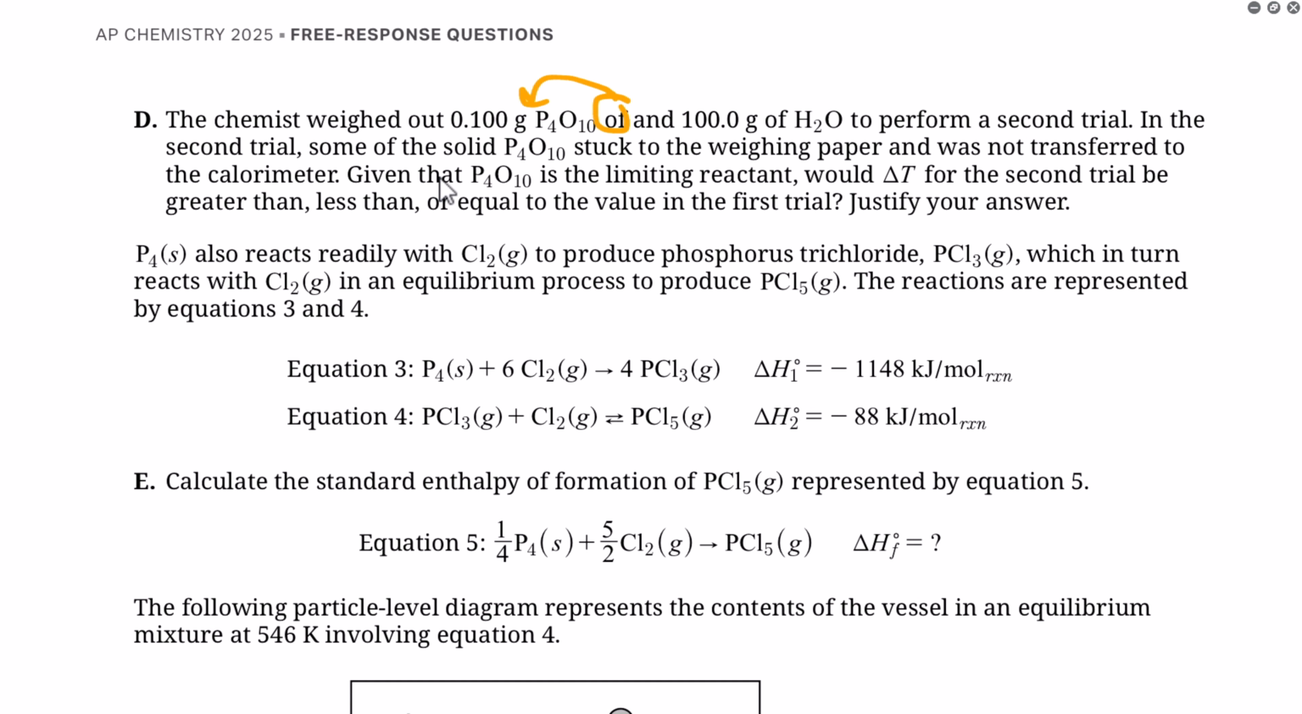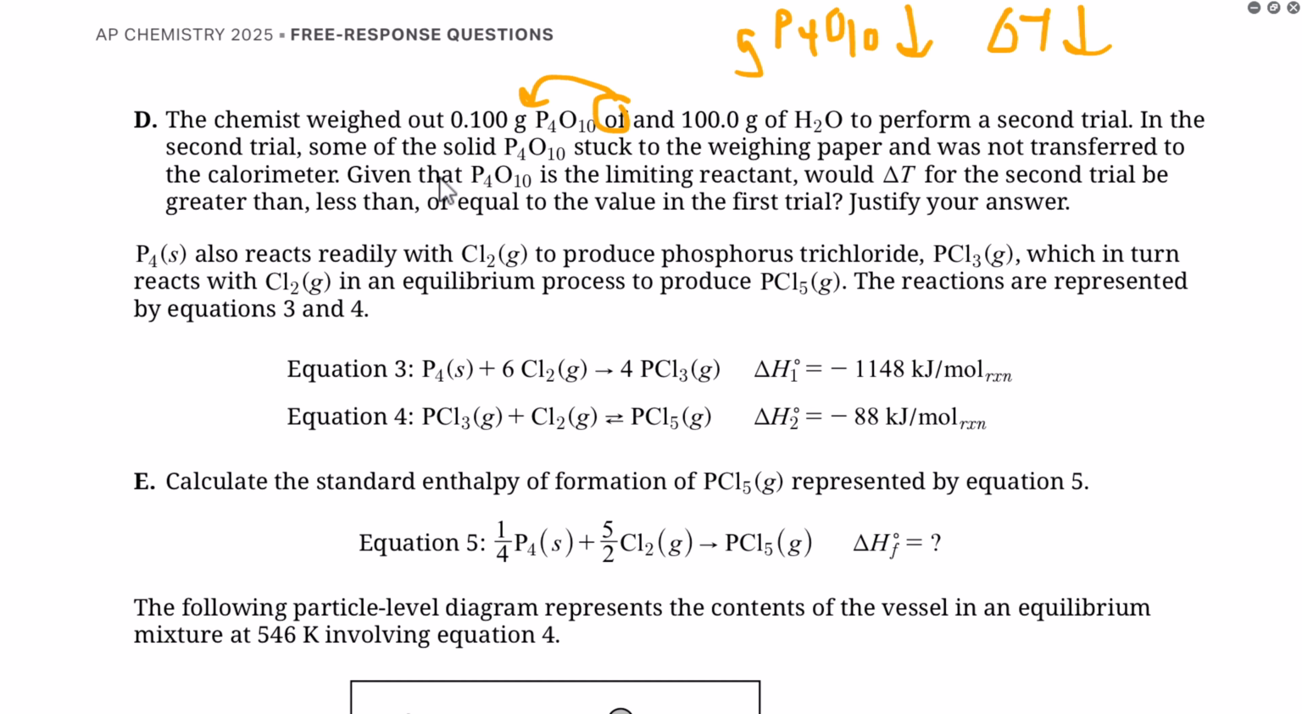In the second trial, given some of the P4O10 stuck to the weighing paper and was not transferred to the calorimeter. Given the P4O10 is the limiting reactant, would delta T for the second trial be greater than, less than, or equal to the value in the first trial, and justify your answer? Well, if that's the case, then the amount of grams of P4O10 that actually reacted is less than what we would expect. And so because we have less grams that are reacting, we're going to end up having a temperature change that is less than what is expected.